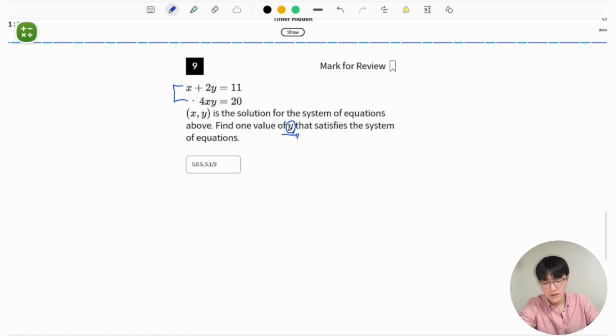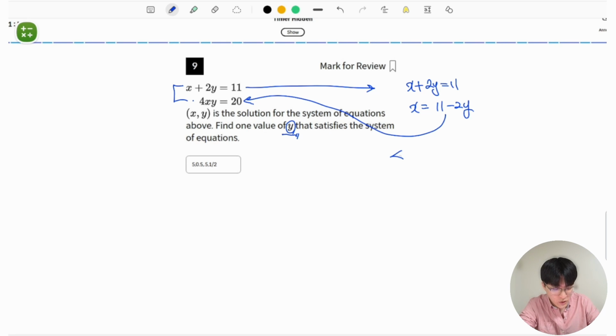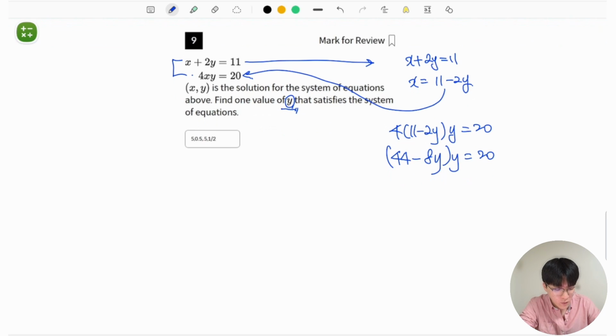and get rid of the x. Let me show you what I mean. So what I'm going to do is bring that formula here, x plus 2y is equal to 11. And I'm just going to rewrite the equation in terms of x. And once I'm done with that, I'm going to plug that back into this equation, which will leave us with this: 44y minus 8y squared is equal to 20.